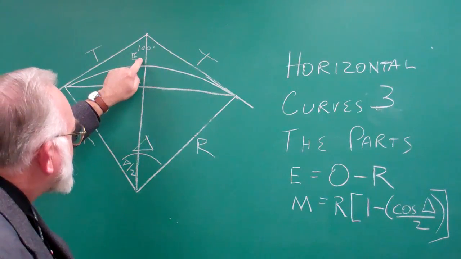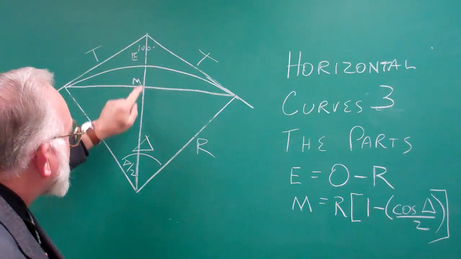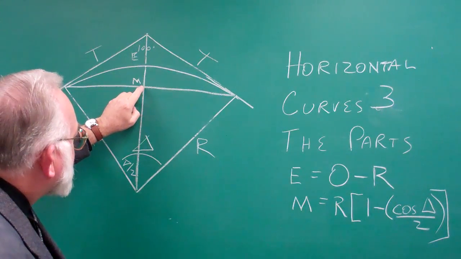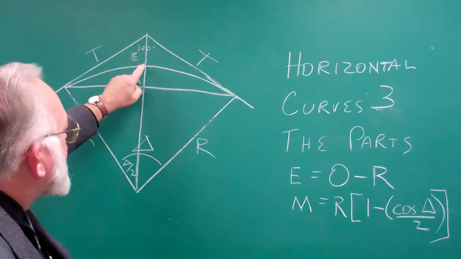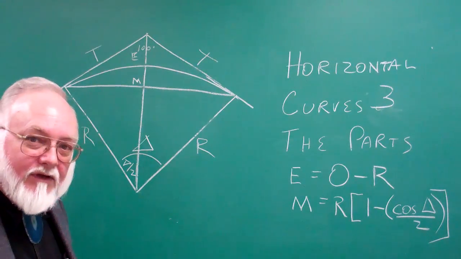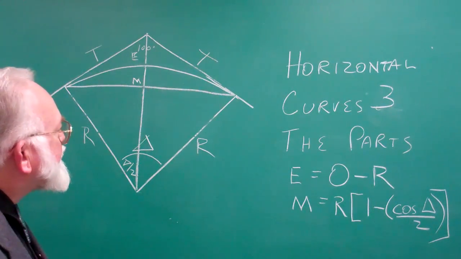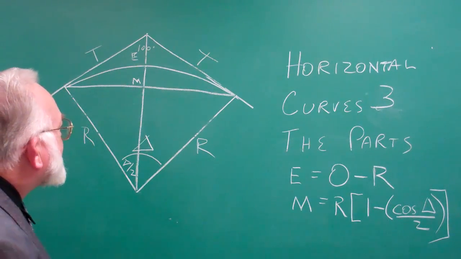The external ordinate is the distance between the curve, the arc, and the PI. And the middle ordinate is the distance between the midpoint of the long chord and the midpoint of the arc. Now, why do you need to know that? Well, other than just making your life miserable with calculations, there's a reason for it.